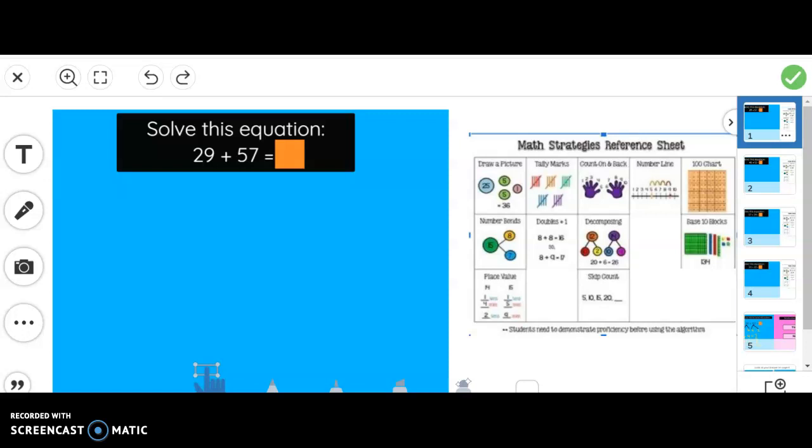Today, I'm going to show you two different ways to solve this problem. The first strategy I'm going to use is the base 10 block strategy. To do that, I'm going to draw each number. I'm going to separate these numbers into its tens and ones.